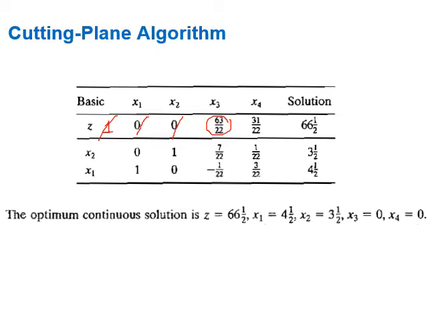Similarly, if you look at this, it is 1 plus 9 over 22. So we can ignore that integer 1, and we will have 9 over 22 here. And again, on the right hand side, the integer part is 66, and the fraction is 1/2. By doing this, we need to change the equation sign in this constraint to greater than or equal to. So this is how we generate the cuts.